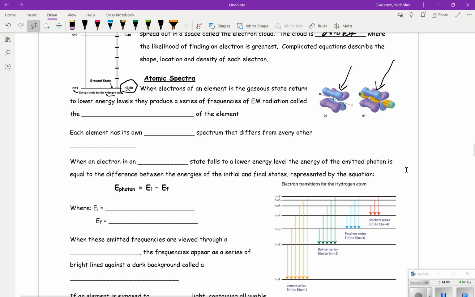Now, atomic spectra. We looked at these during chemistry using spectroscopes and gas discharge tubes. We used those discharge tubes and excited the atoms of the gas inside using electricity. And when the electrons in those particular elements return to lower energy levels, they produce a series of frequencies of electromagnetic radiation called the atomic spectrum of the element.